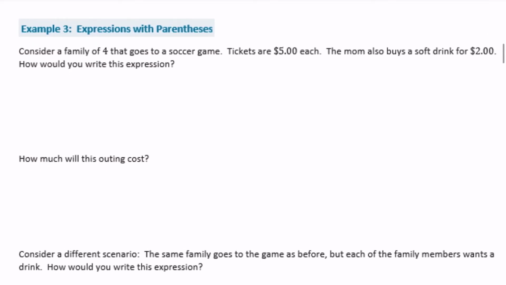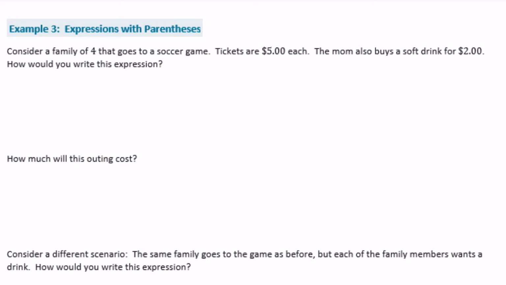Okay, now example 3, we're adding in the parentheses or the grouping symbols. So consider a family of 4 that goes to a soccer game. Tickets are $5 each. The mom also buys a soft drink for $2. How would you write this expression? So family of 4 goes to a soccer game. The tickets are $5 each. So I see 4 times 5, because 4 people, $5 each. Then the mom buys a soft drink for $2, so they spend an extra $2 on a soft drink. I see 4 times 5 plus 2.